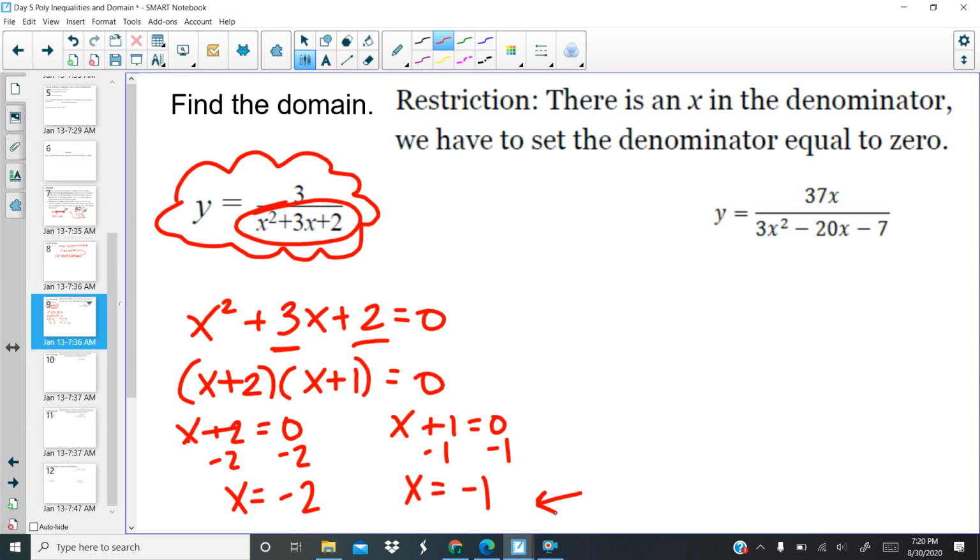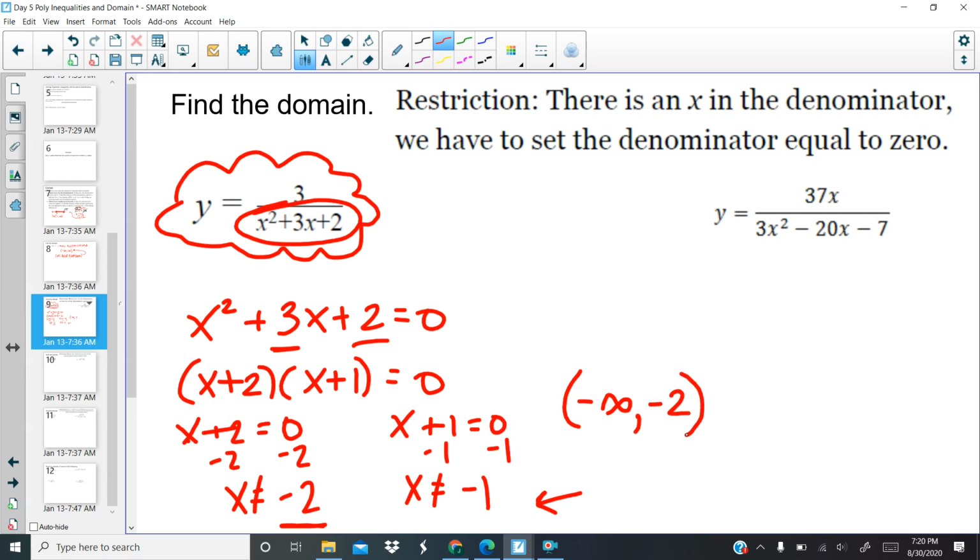But now we have to go back and write the domain. So that means that x cannot equal these numbers. So then to write the domain, you're going to start with negative infinity. And then the first restriction as you move from left to right, so like the smallest number that you can't use, is going to be negative 2. So you're going to go from negative infinity to negative 2.